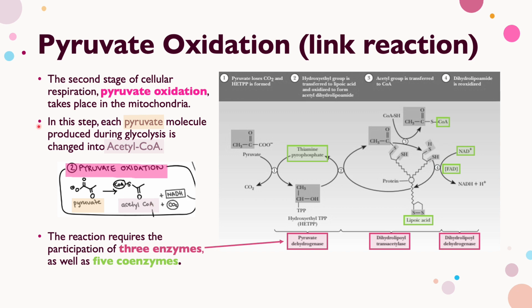So the first step is that pyruvate loses CO2 and HETPP is formed. In the second step, the hydroxyethyl group, which is this HETPP that was just formed, is transferred to lipoic acid and oxidized to form acetyldihydrolipoamide. And then in the third step, the acetyl group is transferred to CoA to form acetyl-CoA. And in the last step, dihydrolipoamide is reoxidized.